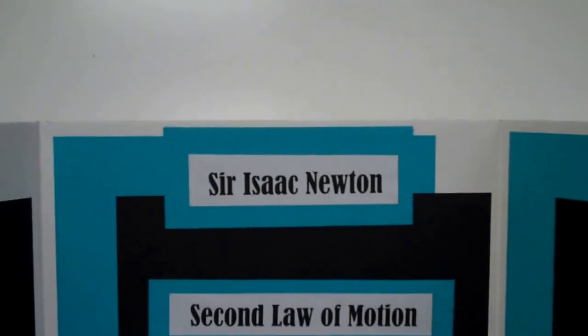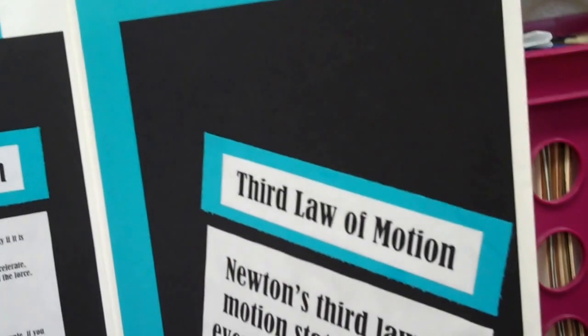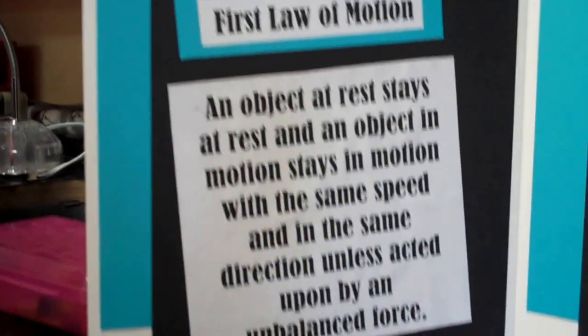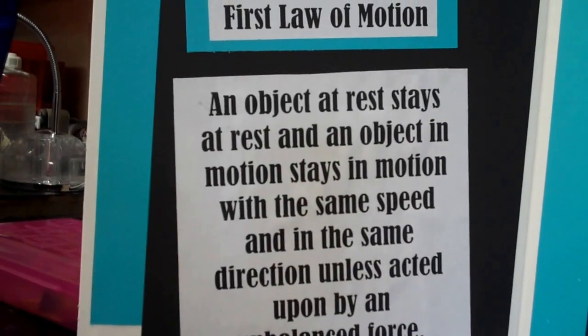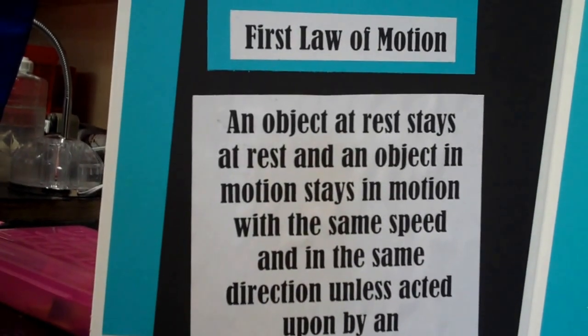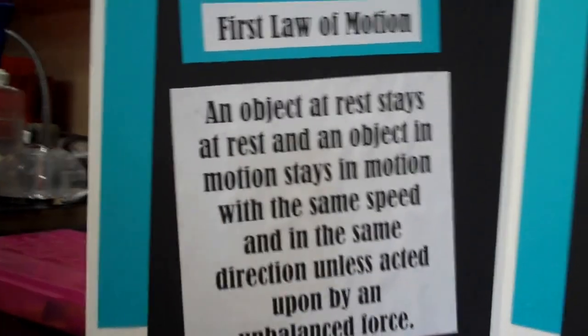The next thing we're going to talk about are Newton's laws of motion. And we've got Sir Isaac Newton. He has three laws. The first law, the second law, and the third law of motion. You're going to want to write each of these down in your notebook. Now, the first law of motion states that an object at rest stays at rest, and an object in motion stays in motion with the same speed and in the same direction unless acted upon by an unbalanced force.